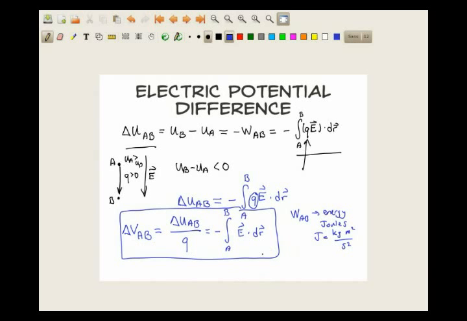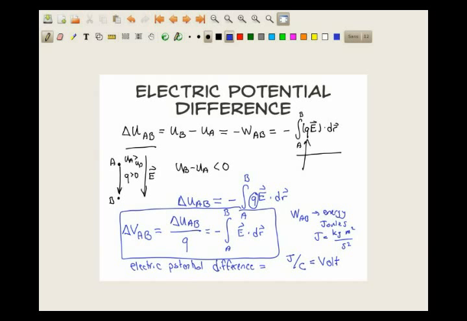So the units of electric potential difference, the energy per unit charge, is just joules per coulomb. And that gets its own name, the volt, whose symbol is just a capital V, not to be confused with volume. So be very careful if we're ever talking about both volume and electric potential difference.